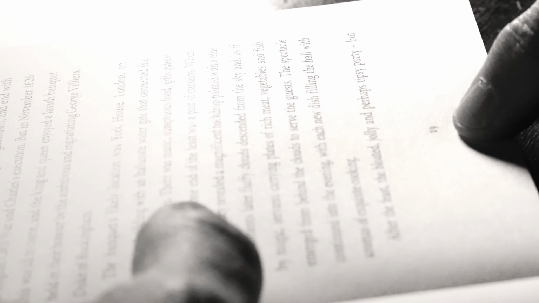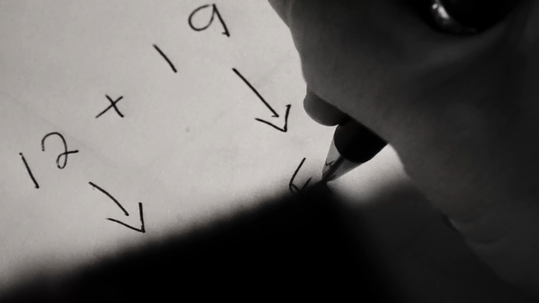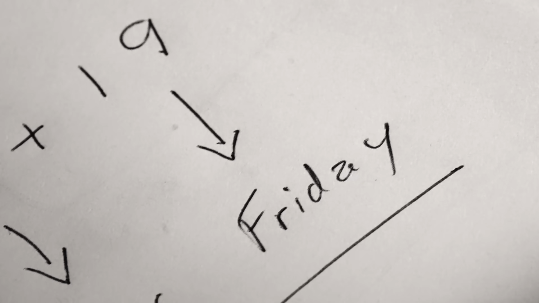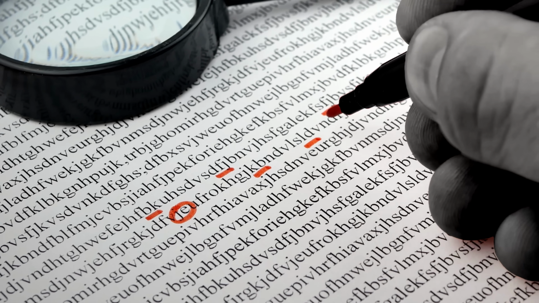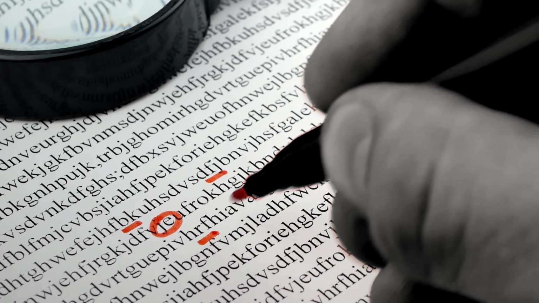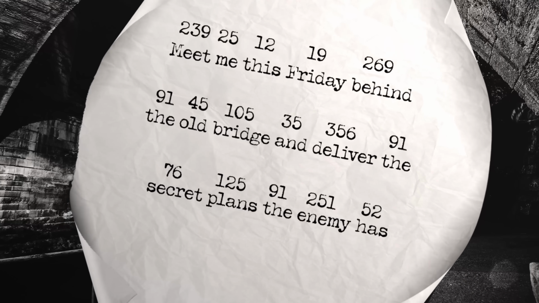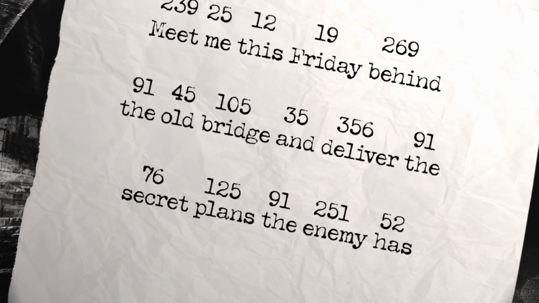They would do so by opening the book to page 12 and noting the first word, let's say "this," combined with then turning to page 19 and finding the first word there, which just happens to be "Friday." Putting the two words together would reveal the simple message, "this Friday," which of course might be just a portion of a much longer message that could be expanded upon simply by giving additional coordinates and applying them to the same book, such as "meet me this Friday behind the old bridge and deliver the secret plans the enemy has."